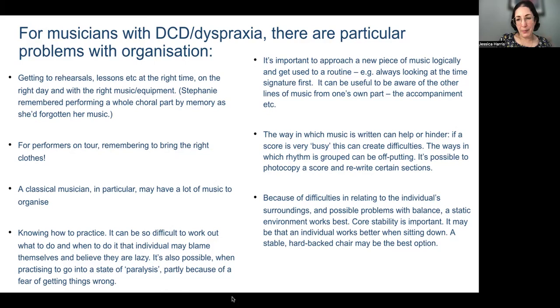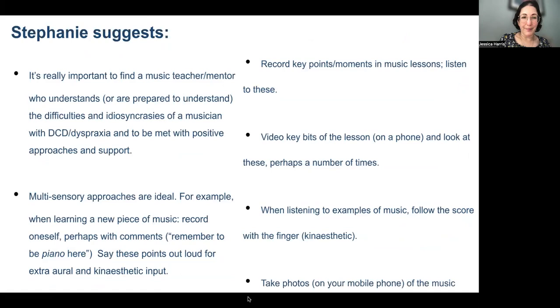The ways in which rhythm is grouped can be off-putting. It's possible to photocopy a score and rewrite certain sections, as we looked at in our modified stave notation. Because of difficulties in relation to the individual's surroundings and possible problems with balance, a static environment works best. So core stability is important. It may be that an individual works better when sitting down. A stable hard-back chair may be the best option.